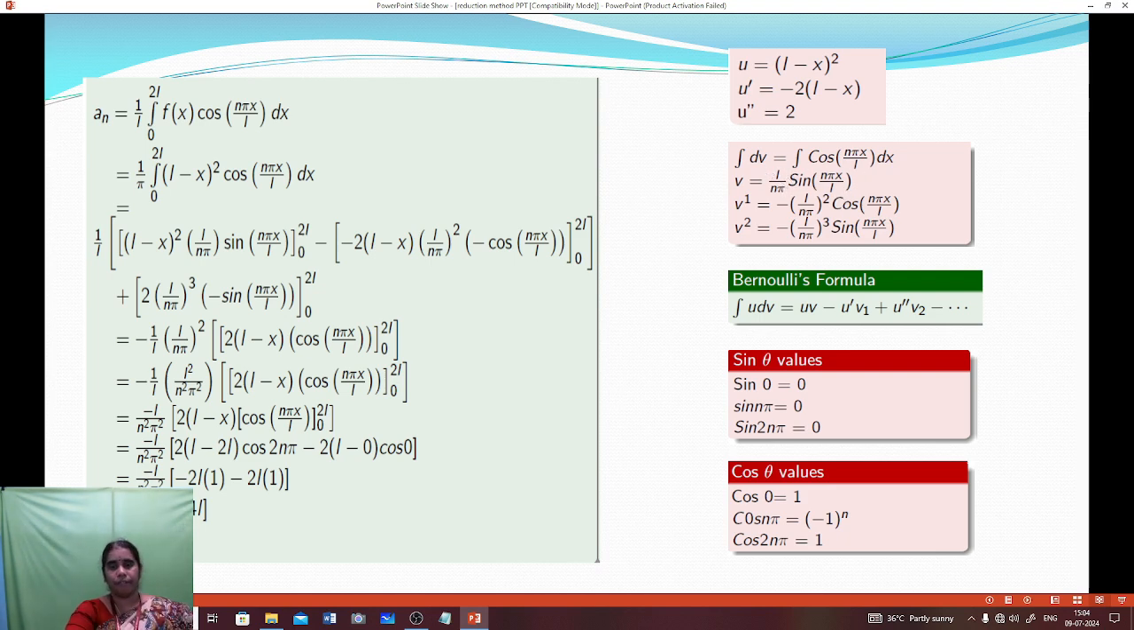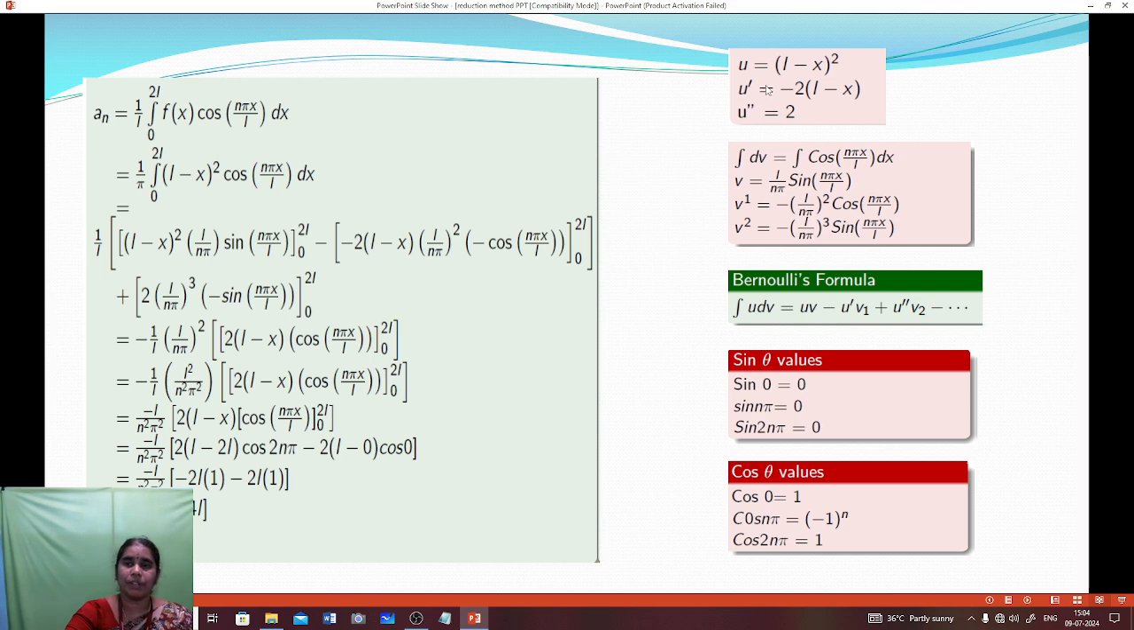This is our v. Once again integrate v. We just get an answer for v1. v1 is nothing but, already we are having L by n pi. On integrating sin mx, we just get an answer of minus cos mx by m. So we have minus (L by n pi) the whole square into cos(n pi x by L). Again integrating, minus (L by n pi) the whole cube sin(n pi x by L). This is our integrated terms.